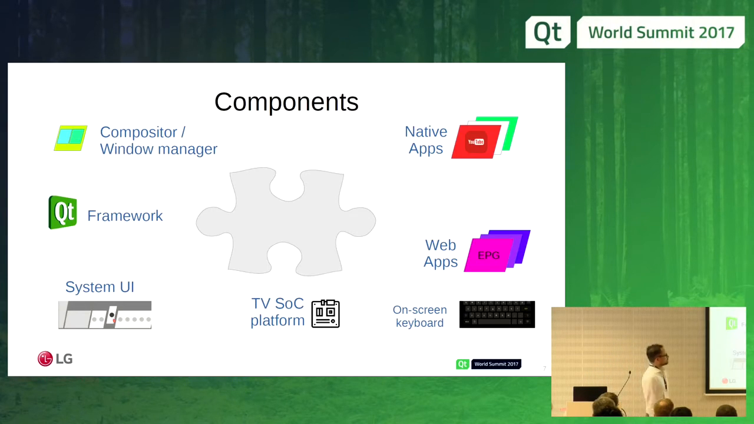So, when we migrated the HP WebOS to our LG platform, we were left with components and had to find a way to connect them. So there's a compositor or window manager that we had. We started using Qt framework to replace some of the proprietary HP components that we couldn't take over or port. You have the system UI. You have a new hardware platform. You have things like apps, native apps, web apps, and the on-screen keyboard. And all of that we connected using Wayland.